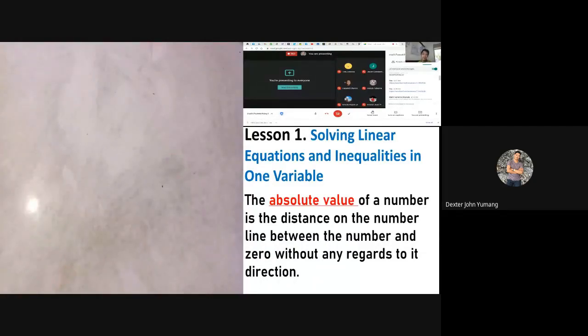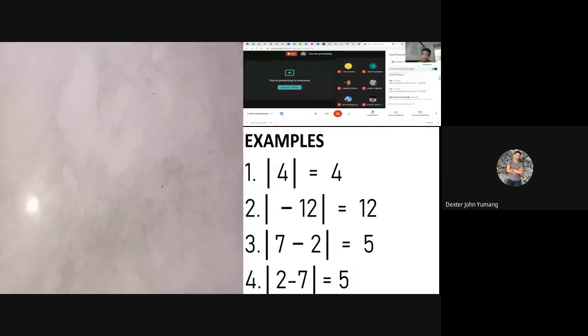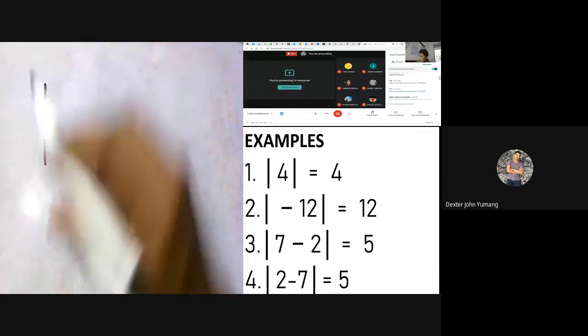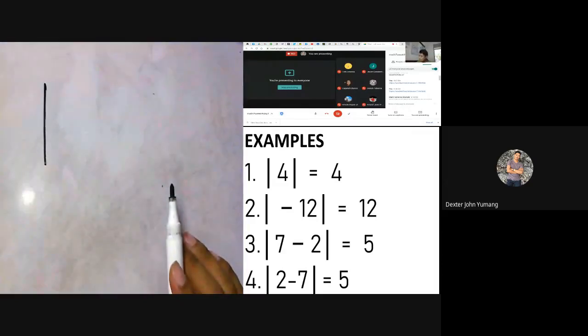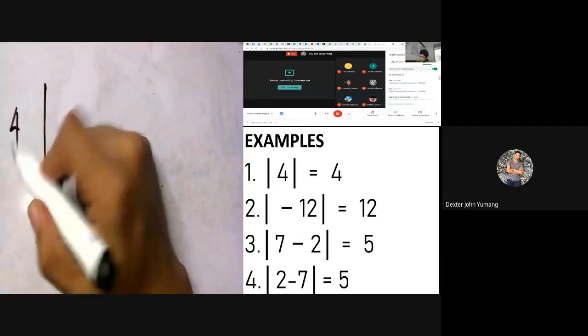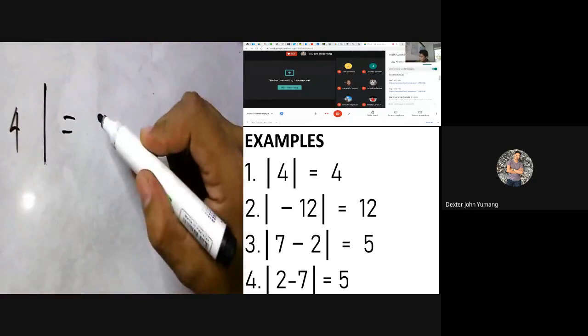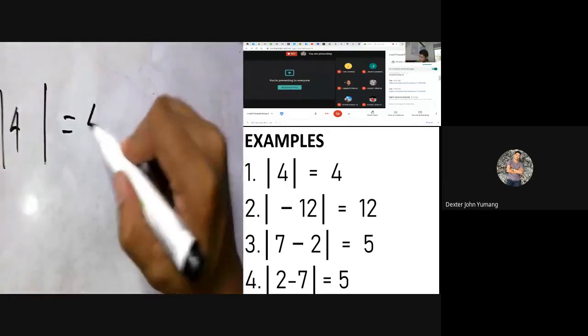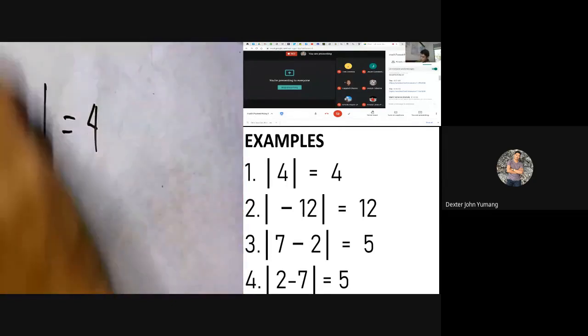Okay, let's continue. These are the examples of the absolute value. The symbol for absolute value is two bars before and after the number. Example, the absolute value of 4. So what is the positive number of 4? That is 4 also. So therefore, the answer here is 4.